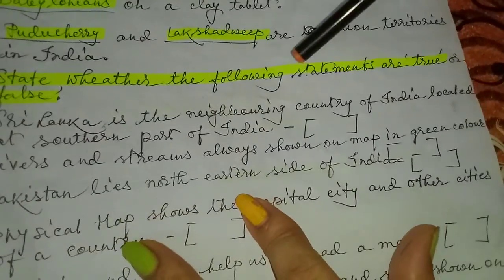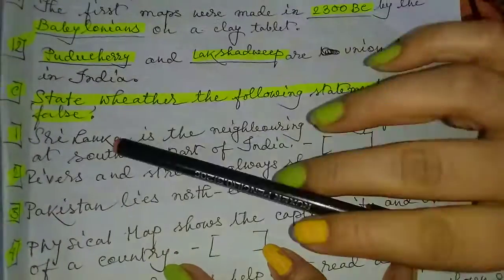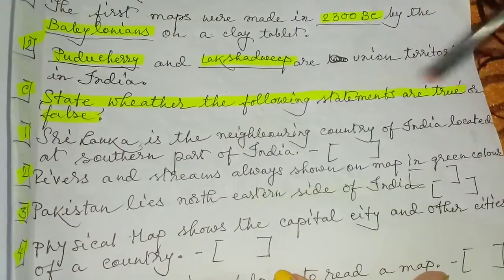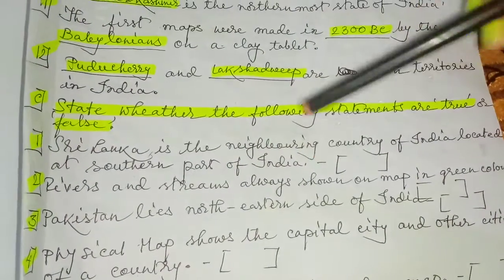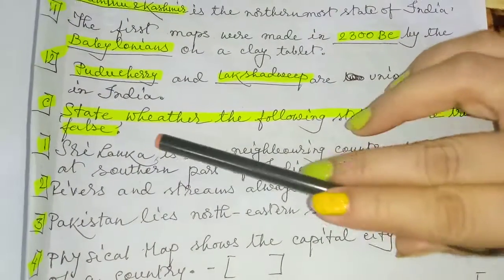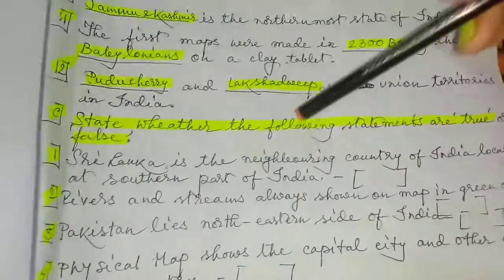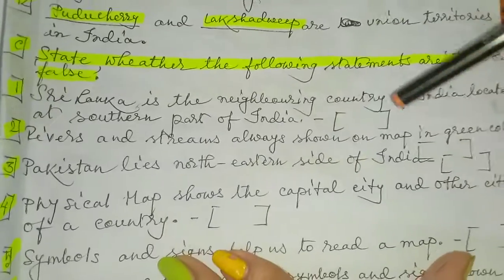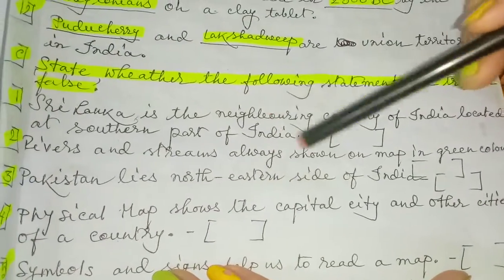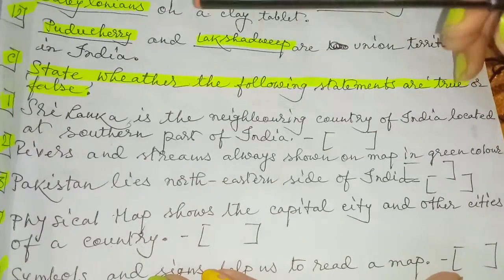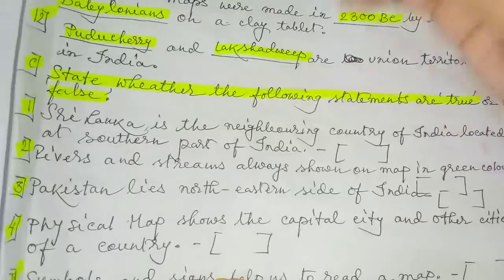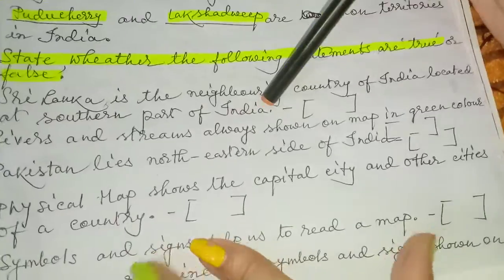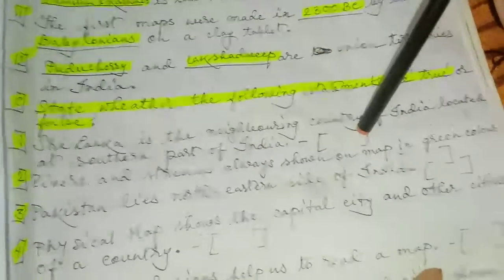State whether the following statements are true or false. Number 1. Sri Lanka is the neighboring country of India located at southern part of India. This is your homework. Mind it. The true, false is your homework. You please write it in your own. In our next class, I'll give you the answer. Then you check it with my answer. Okay, so I'm telling it. Number 1. Sri Lanka is the neighboring country of India located at southern part of India. You have to write here true or false.